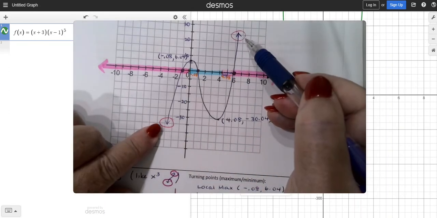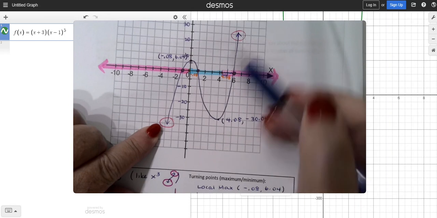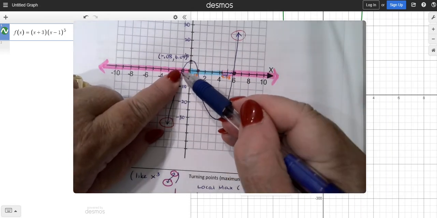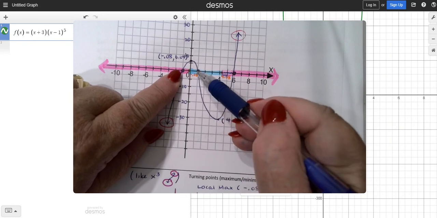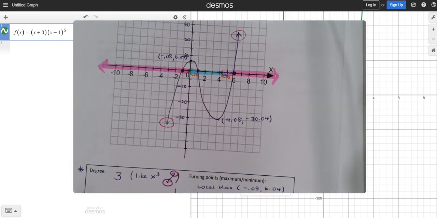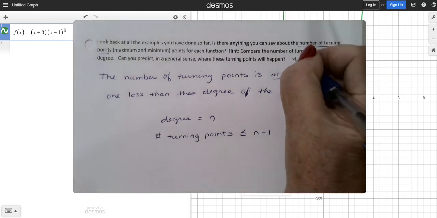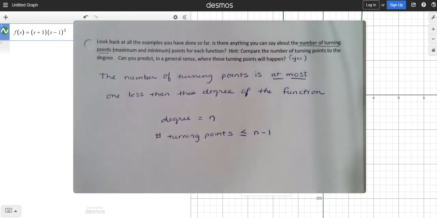which we now know how to predict, I knew I had to start down, and since I had to go through both of those zeros, I knew in a general sense where that local maximum was going to happen. I didn't have the specific value, but I could tell in general there had to be one around there. So I'm going to say sort of in general, yes, we can predict.